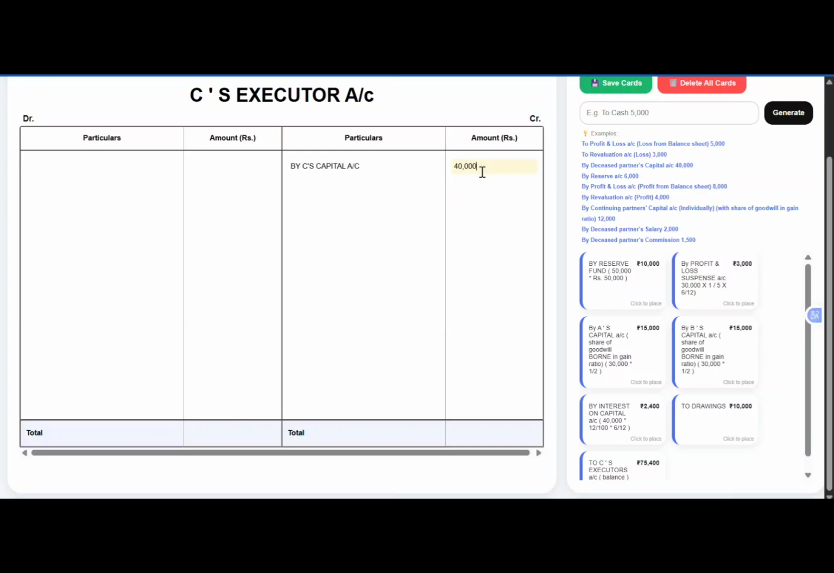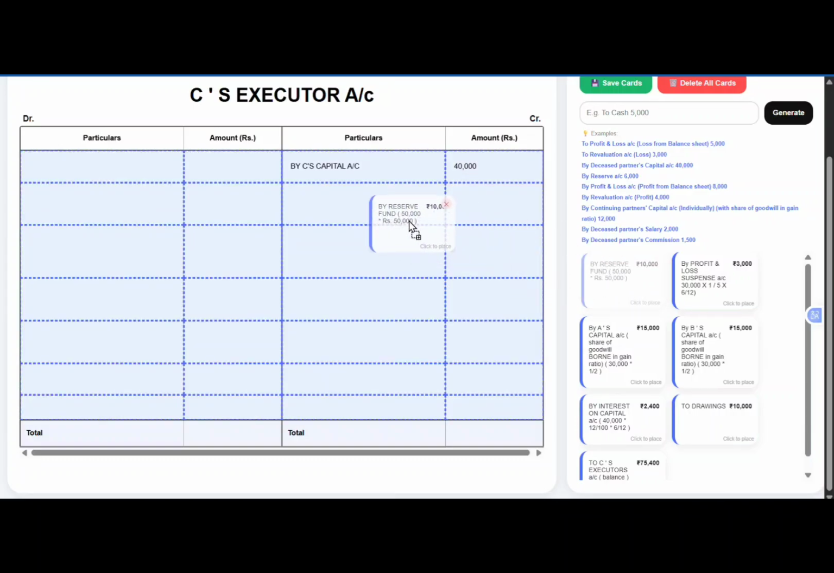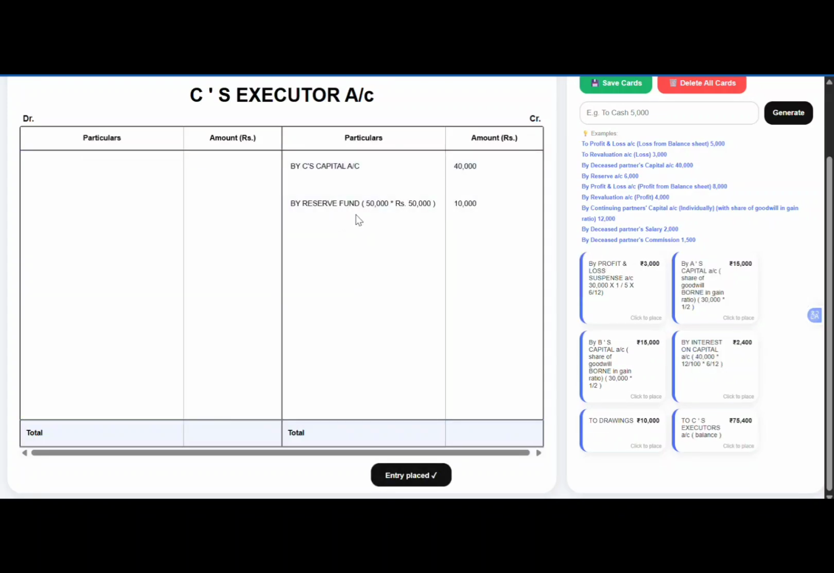Now next we have to provide the share of reserve for the deceased partner, which should be brought into the executor's account. So this will appear on the credit side of the executor's account as by reserve fund. That is 50,000 rupees is the reserve fund, which should be calculated in his share, that is 1 by 5. So which will be 10,000 for C, that is provided for the executor.